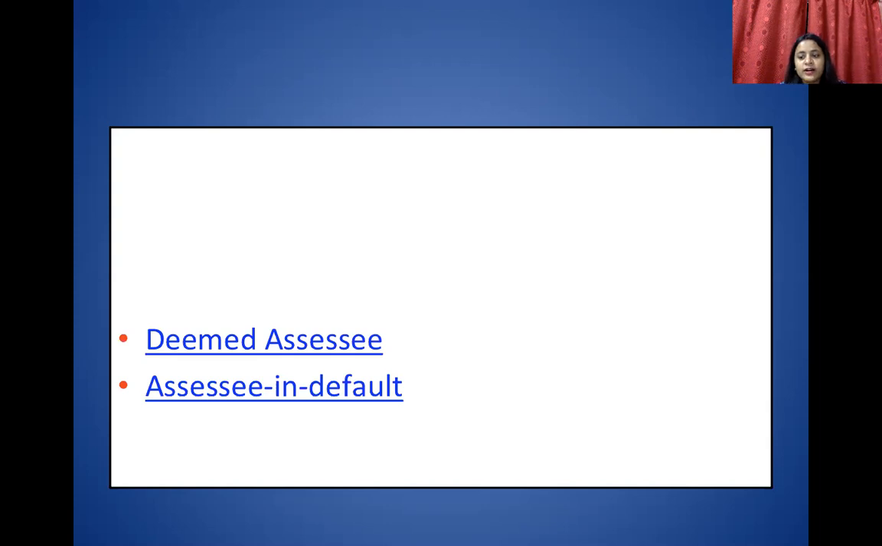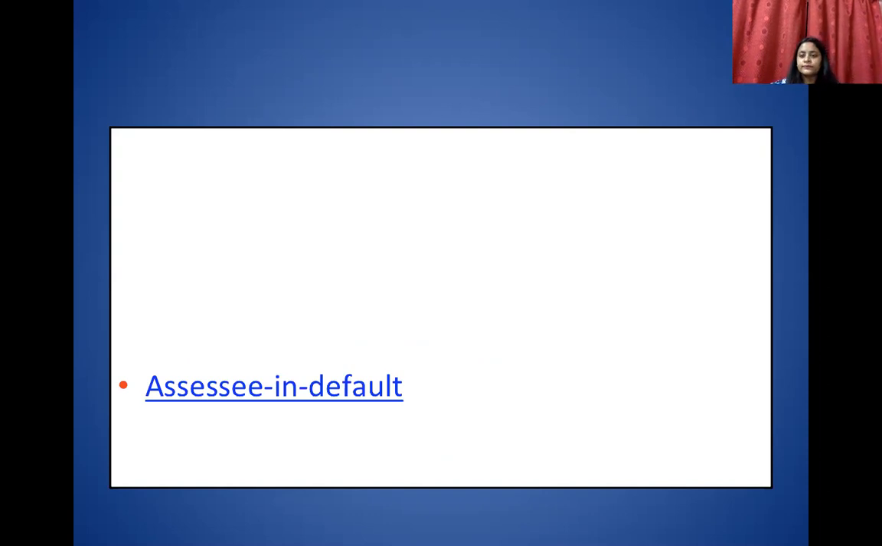The guardian of a lunatic, an idiot, or a minor. The agent of a non-resident Indian receiving income from India is covered under deemed assessee.